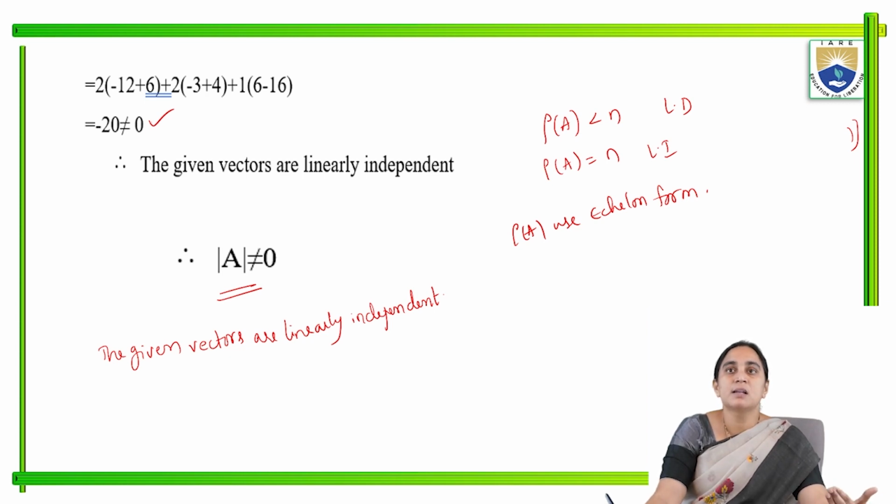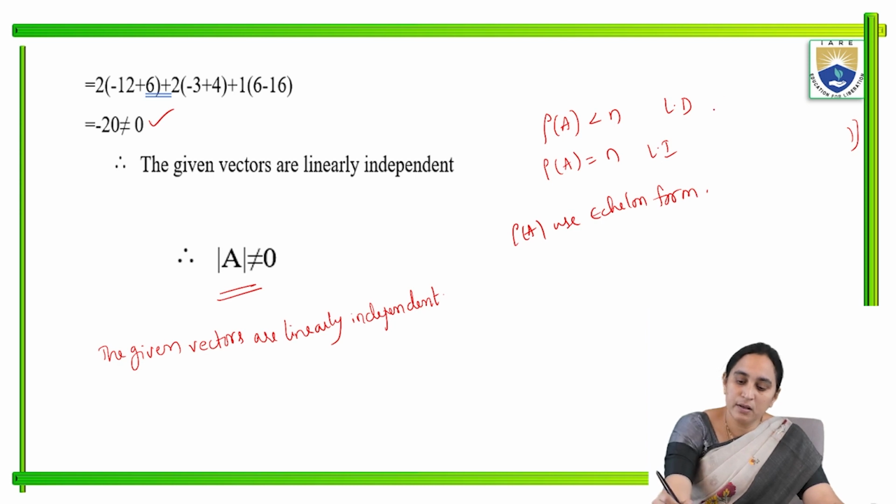If that rank is less than n, then the given vectors are linearly dependent. Or else, if the rank of A is equal to n, then the given vectors are linearly independent. This is the alternative method for finding linearly independent and dependent vectors.